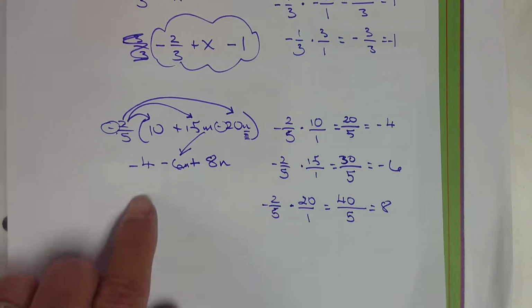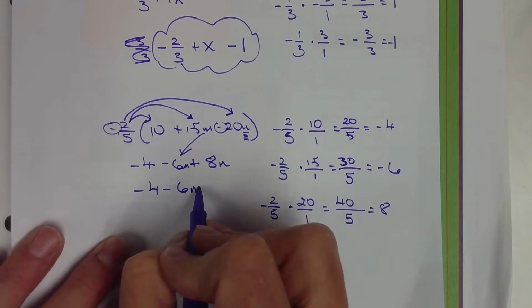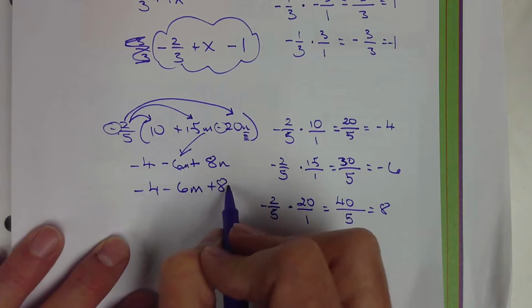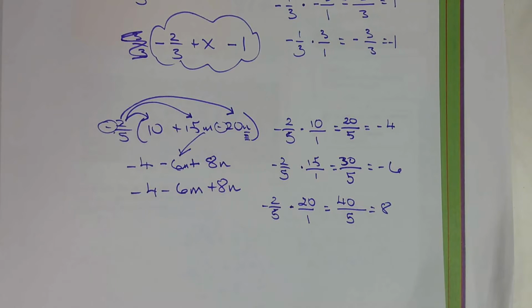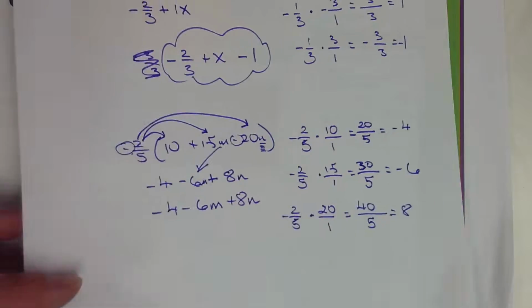So it's a negative 4. Rewrite this: negative 4 minus 6m plus 8n. Okay? Good job. Thanks for spotting that. Questions on any of these? This is really all you're doing.